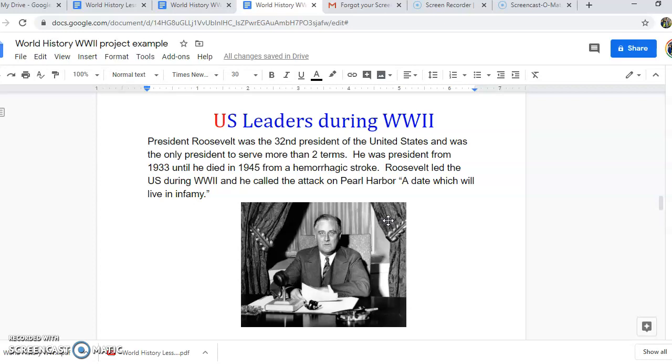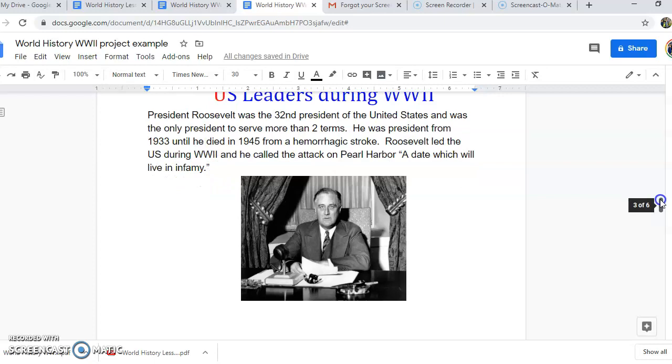This one's President Roosevelt. It says he was the 32nd President of the United States. He was the only president to serve more than 2 terms. He was president from 1933 until he died in 1945 from a hemorrhagic stroke. Roosevelt led the U.S. during World War II. He called the attack on Pearl Harbor a date which will live in infamy. So that's the information I found.